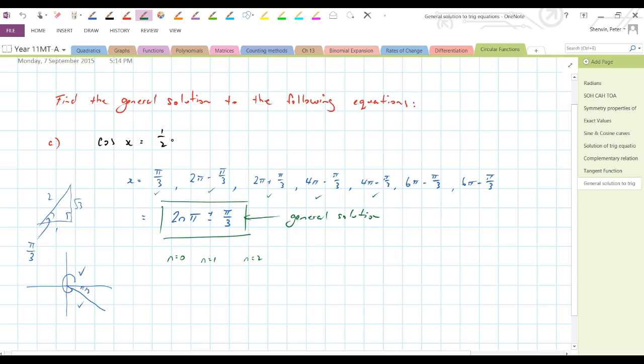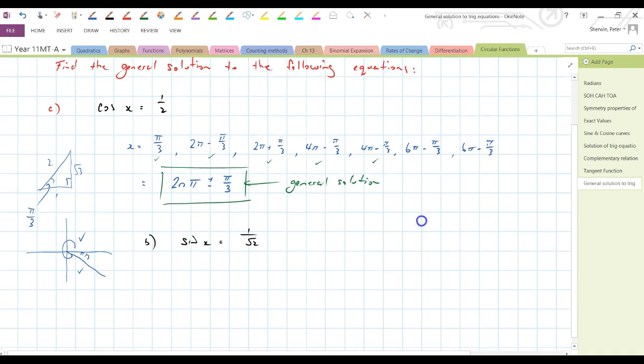It covers all the solutions, and as you can see, it involves a little bit of algebra bringing in an n. Okay, so that solves cos. They all look a little bit different, so let's have a look at how sine looks. So for sine, we're going to solve part b: sine x is equal to 1 over the square root of 2.